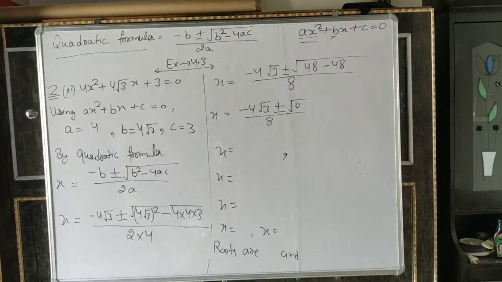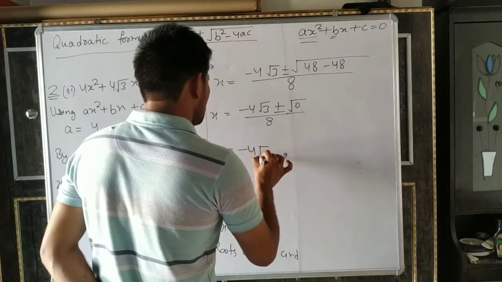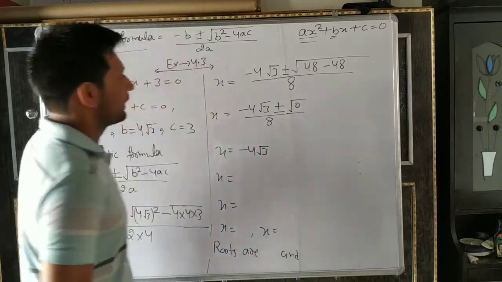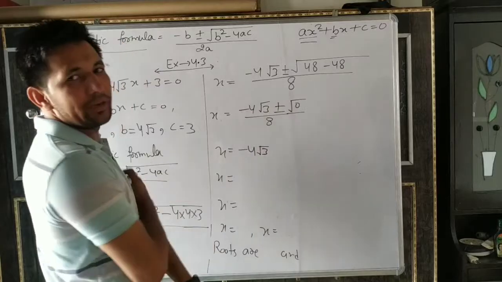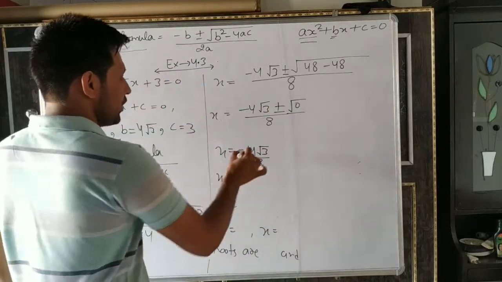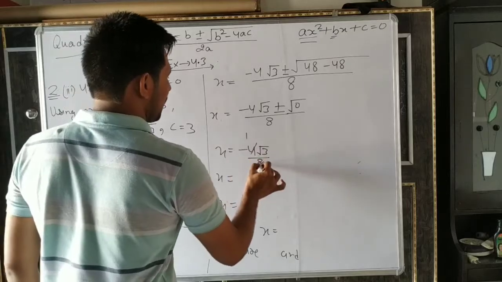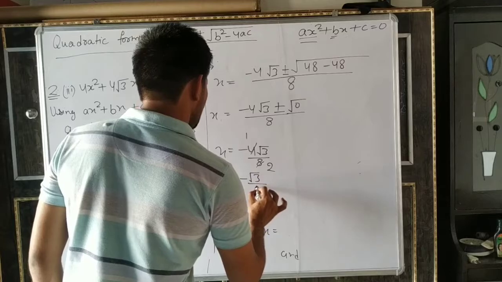So now I hope you can solve it yourself. So what is the value? So we will write it now. What is minus 4 into root 3, and the square root of 0 is 0. If we add or subtract 0, it is the same number divided by 8. So you can cut 4 once, 4 twice. So what is our root? Minus root 3 by 2.